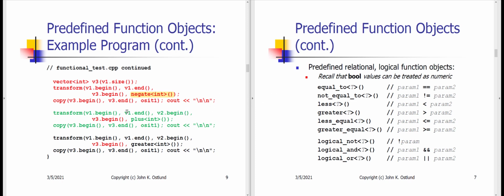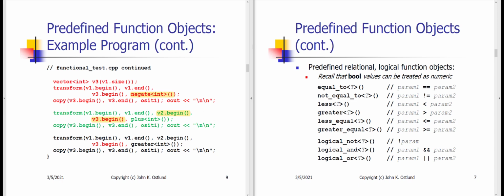Here is how we deal with binary operators with the transform algorithm. It turns out that in the transform algorithm, in addition to giving one input container by specifying the begin and end iterators for it, our particular example here is a vector, but here we're giving the begin and end range iterators for the container that we're getting from. We can also give a second input container. Following that is where we specify our output container.